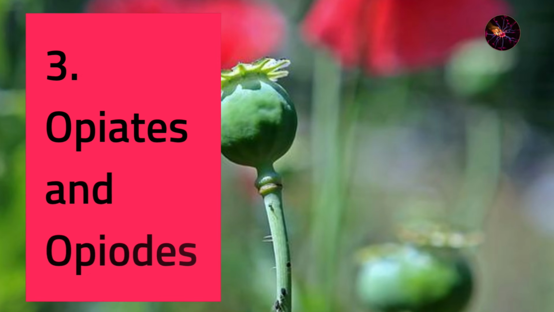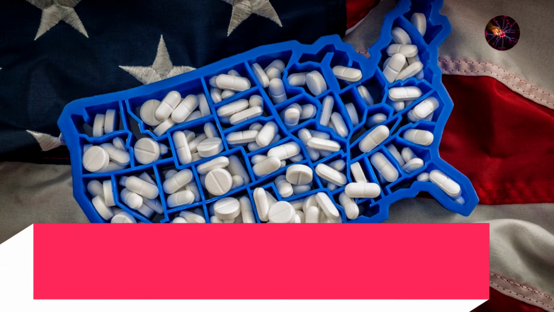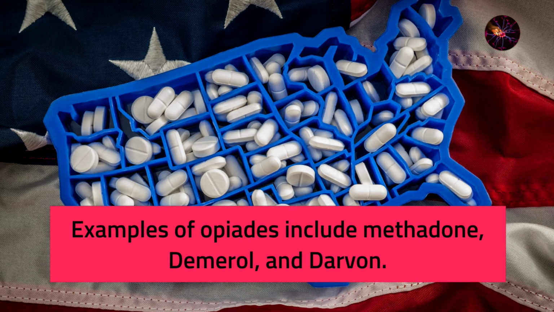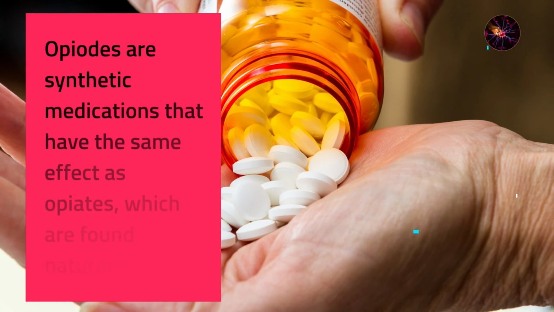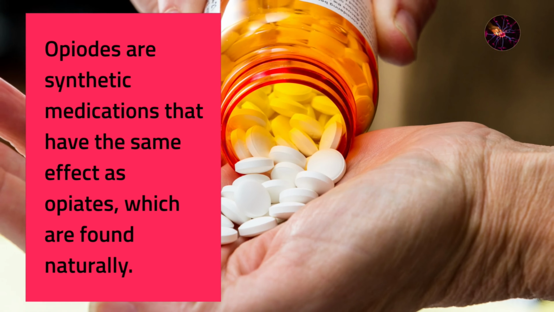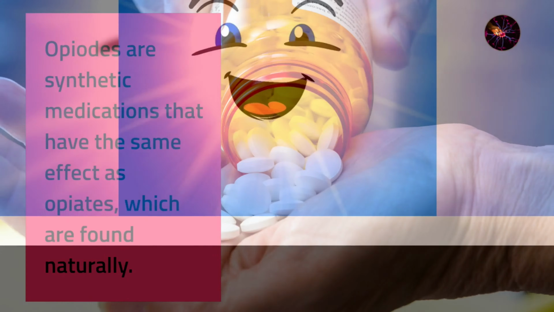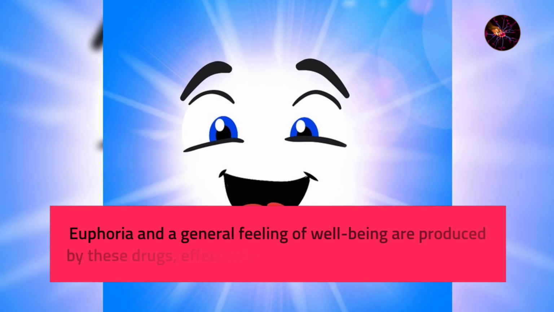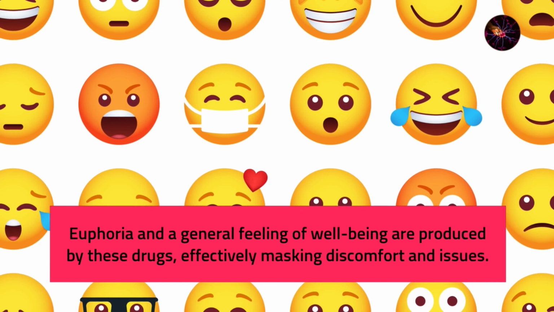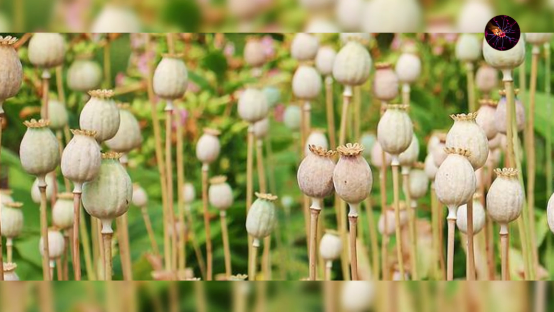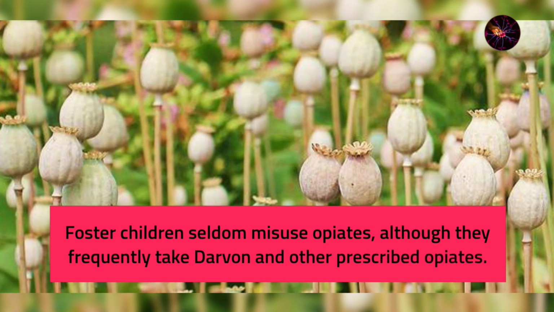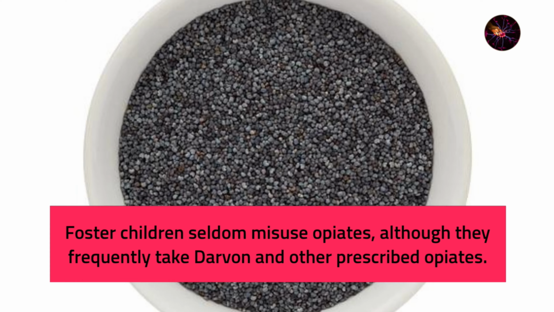3. Opiates and opioids. Examples of opioids include methadone, Demerol, and Darvon. Opioids are synthetic medications that have the same effect as opiates, which are found naturally. Euphoria and a general feeling of well-being are produced by these drugs, effectively masking discomfort and issues. Foster children seldom misuse opiates, although they frequently take Darvon and other prescribed opioids.